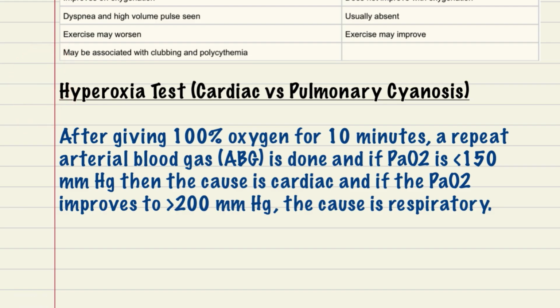And again a very important question, maybe not for your viva only, but for the theoretical part also, that is the hyperoxia test. What is hyperoxia test? Hyperoxia test is an important test which we use to differentiate the cyanosis caused due to cardiac conditions or due to pulmonary conditions. So, what we do is, after giving 100% oxygen for 10 minutes, we repeat our ABG test, and if the partial pressure of oxygen is less than 150 millimeter of mercury, then we know that the cause is cardiac. But if the PaO2 improves to more than 200 millimeter of mercury, then the cause is respiratory.